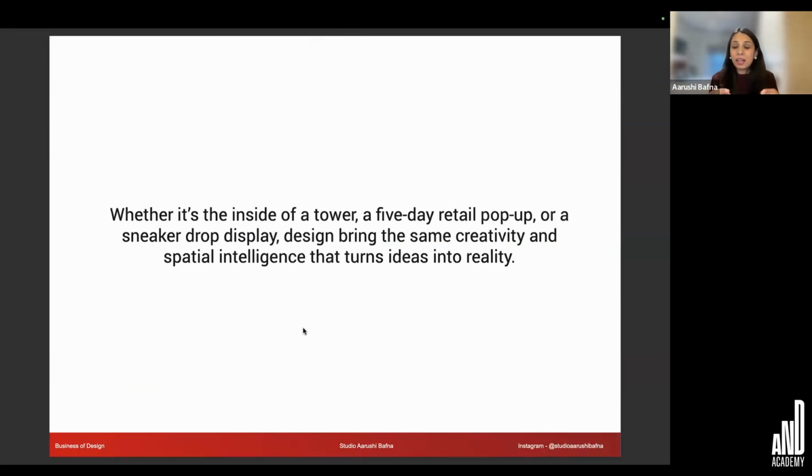Whether it's inside a tower, a 5-day retail pop-up, or a sneaker drop, detail brings the same creativity and spatial intelligence that turns into reality.